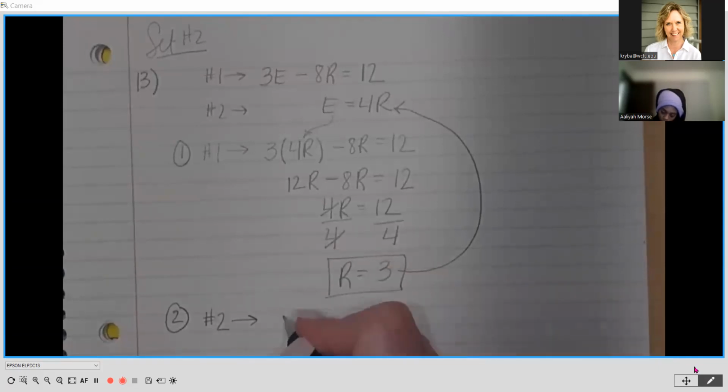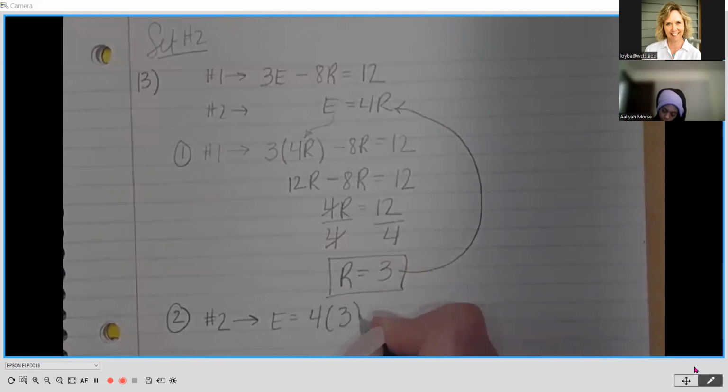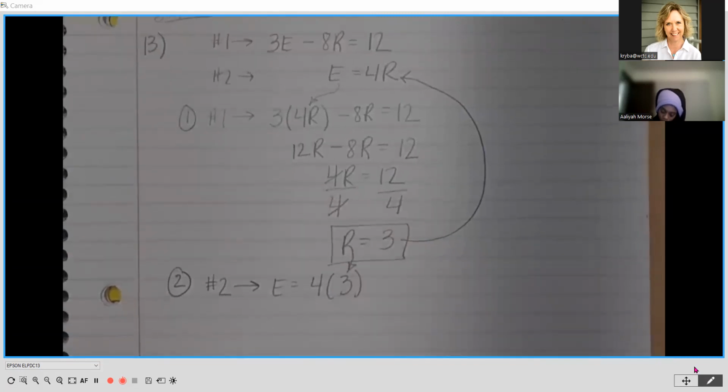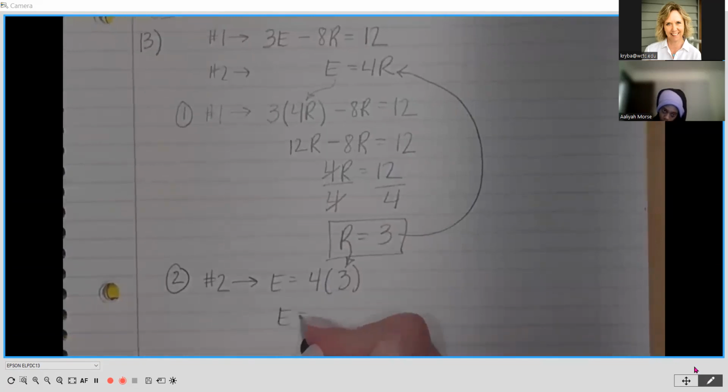So now we're going to say, all right, e is equal to 4 times 3, because that's the value for r. So e is going to be equal to 12. Now, we can check our work. What would we do?